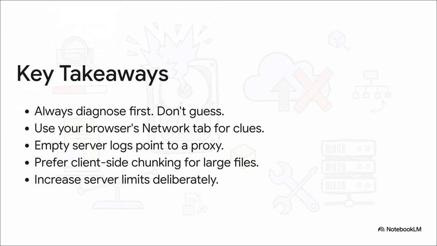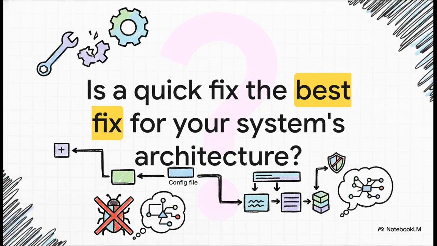And finally, when you do need to increase the server limit, do it deliberately. Know why you're changing it, not just guessing. And that really leaves us with one final big picture question. Sure, changing a number in a config file is easy. It's a quick fix, but what is that error message really telling you about your system's architecture? Is simply increasing a limit the right long-term solution, or is it a sign that you need a more resilient, more scalable way to handle large data? That's a question worth thinking about long after you fix this one bug.